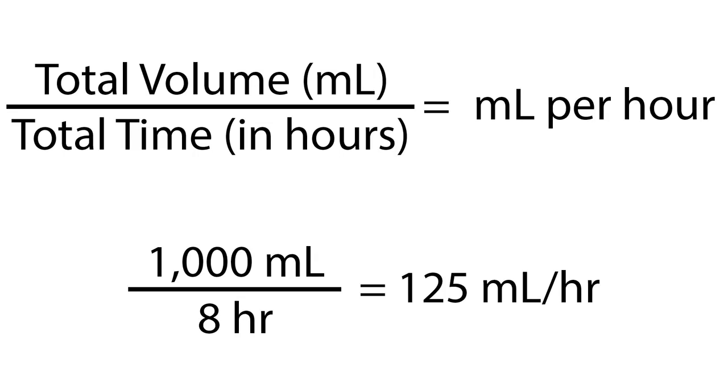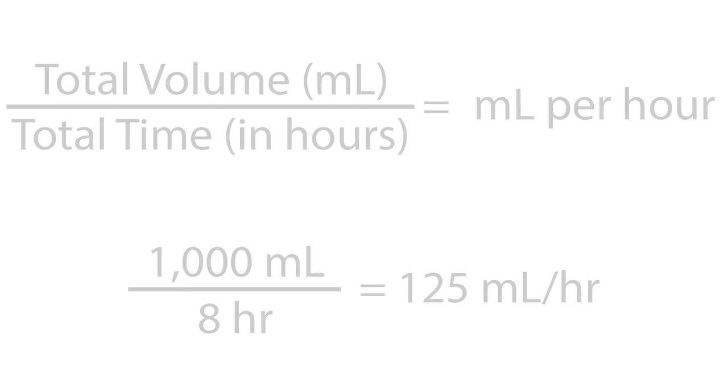If you simply need to figure out the milliliters per hour to infuse, take the total volume in milliliters divided by the total time in hours to equal the milliliters per hour. For example, if you have 1,000 milliliters normal saline to infuse over 8 hours, take 1,000 divided by 8 to equal 125 milliliters per hour.